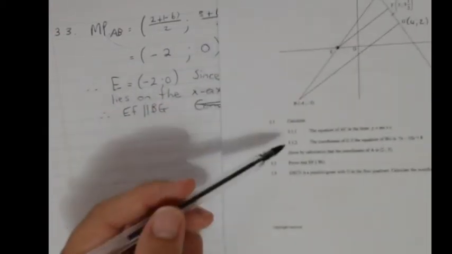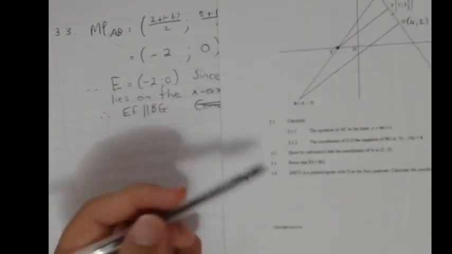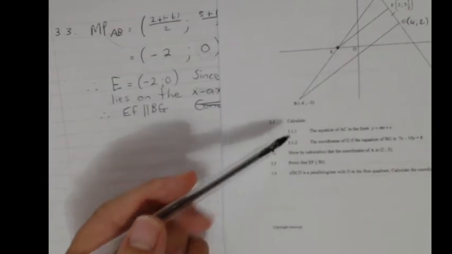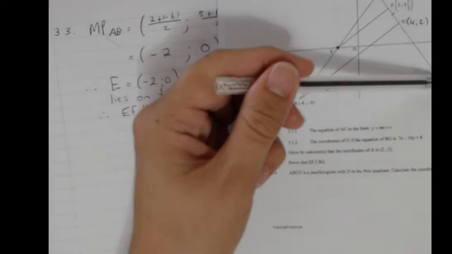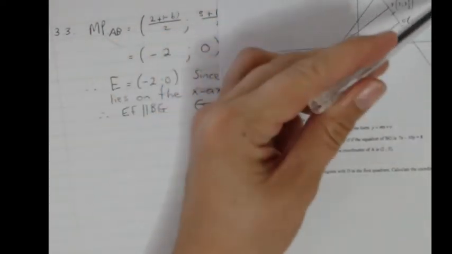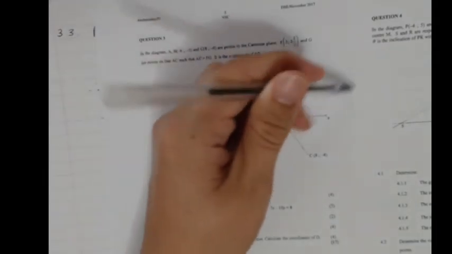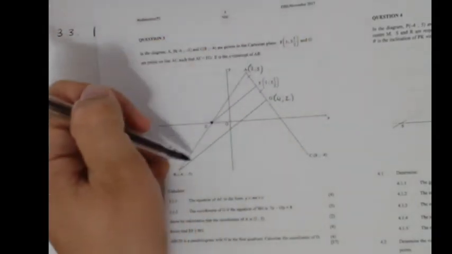Right, then question 3.4, ABCD is a parallelogram. ABC, and I'm guessing D is going to lie, ABCD should be a parallelogram like that, right? So D is going to lie somewhere there, okay? With D in the first quadrant, yes. Calculate the coordinates of D.